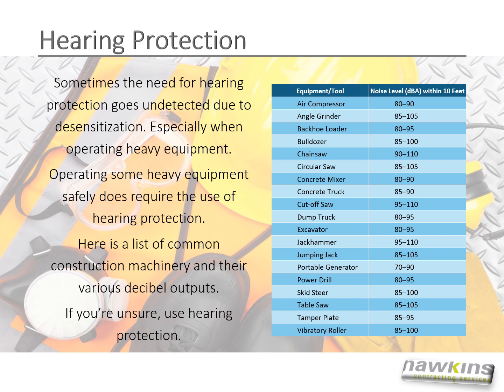Sometimes the need for hearing protection goes undetected due to desensitization, especially when operating heavy equipment. Operating some heavy equipment safely does require the use of hearing protection. Here is a list of common construction machinery and their various decibel outputs. If you're unsure, use hearing protection. As you can see from this list, noise levels of 85 decibels or higher are far more common than not.